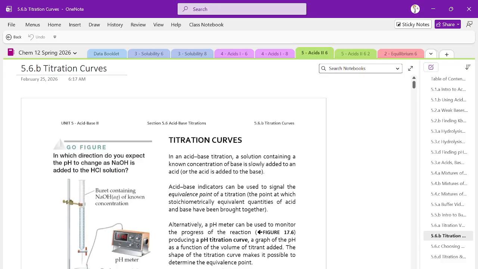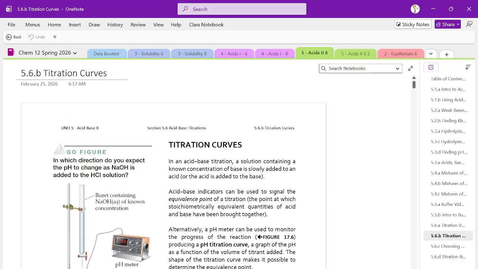So we are going to be on page 91. This is the last big topic of this unit: titrations and titration curves.